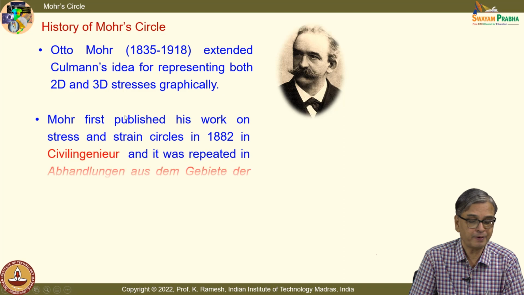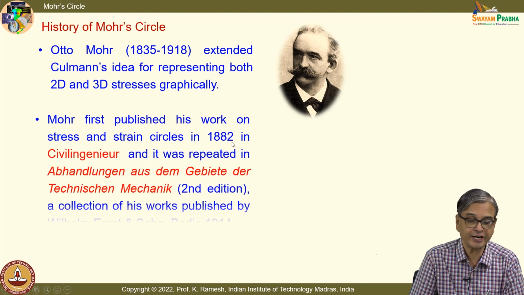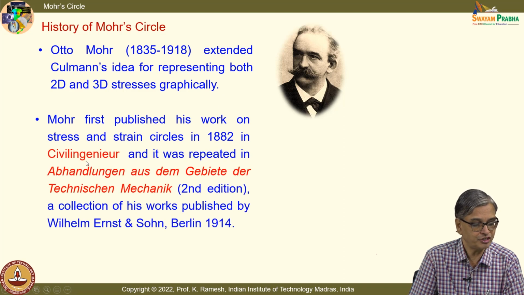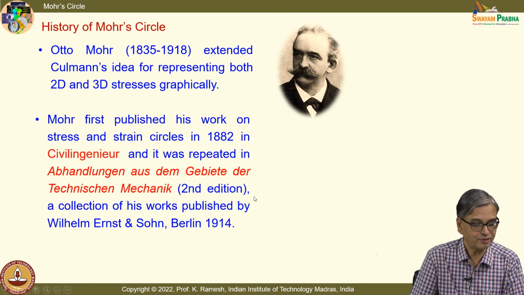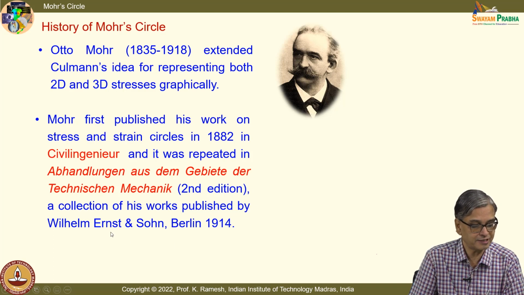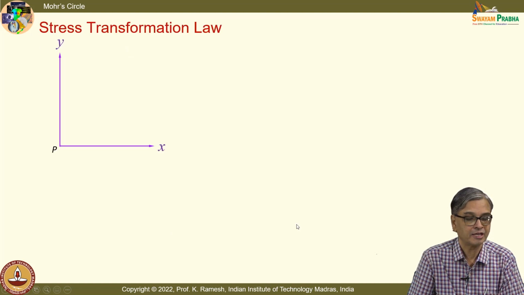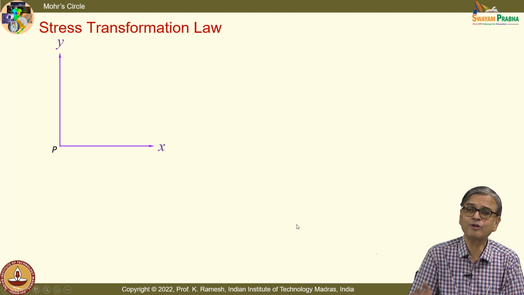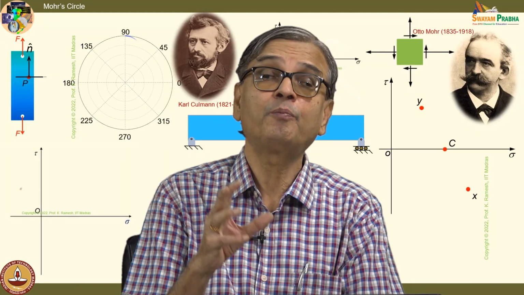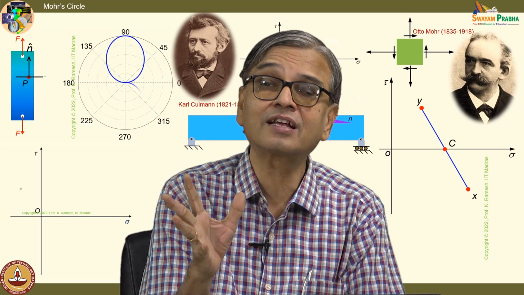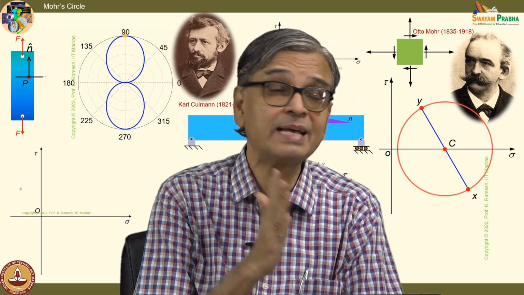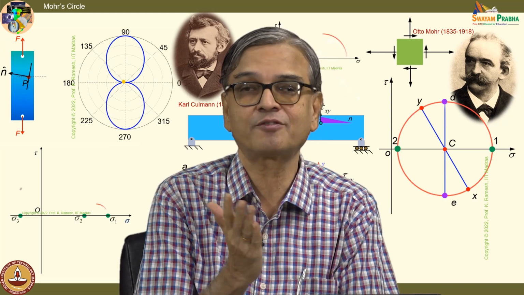He published his work in 1882 in Civil Engineer, and there is, I think, a German title of the book. It is a collection of works published in 1914. Okay. And now we go back to proving why the Mohr circle is a circle. That stems from your stress transformation law.